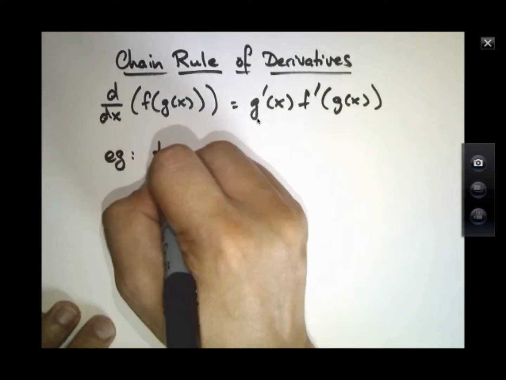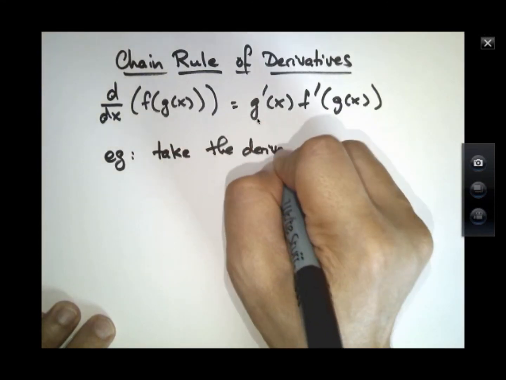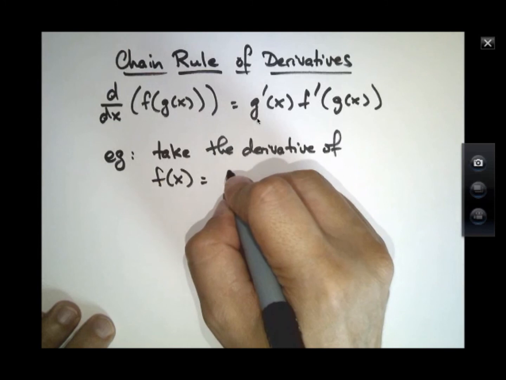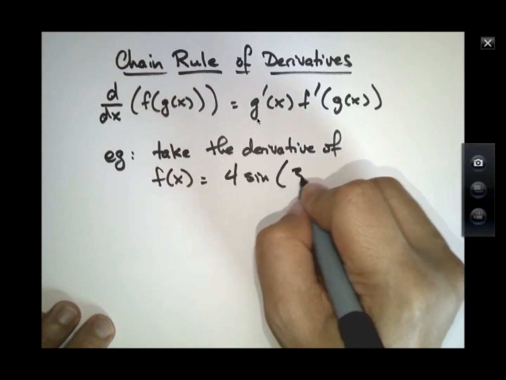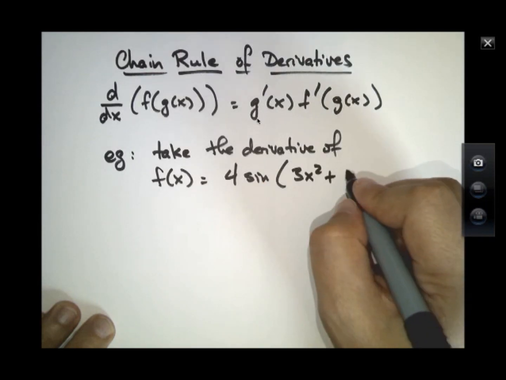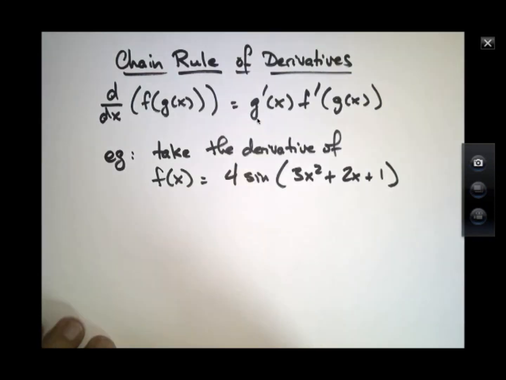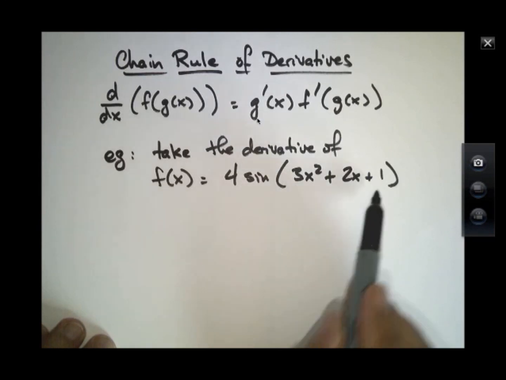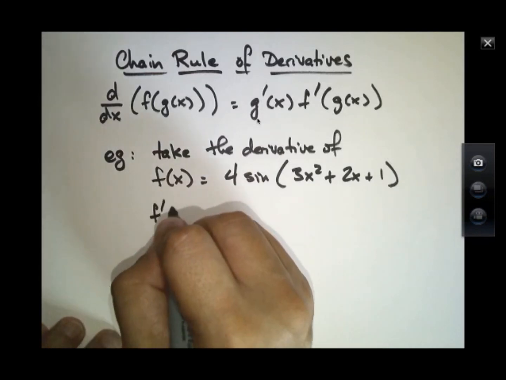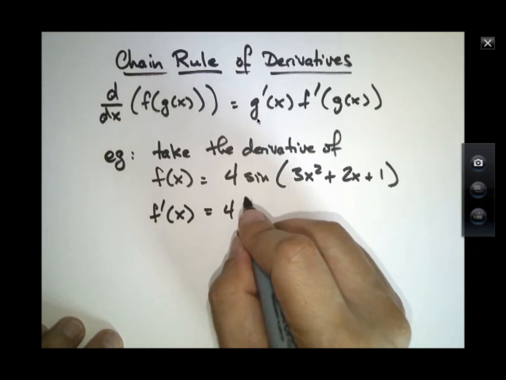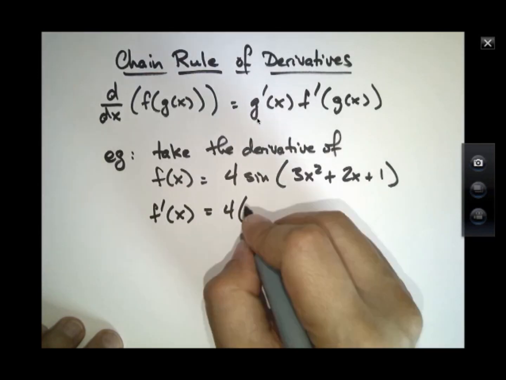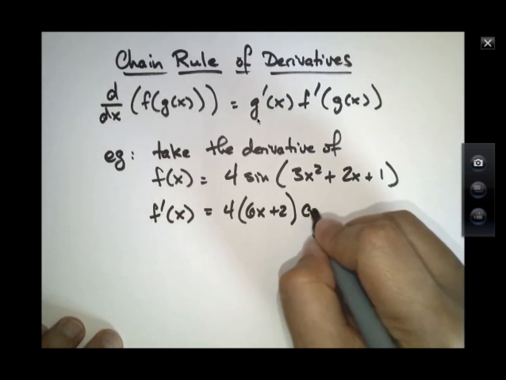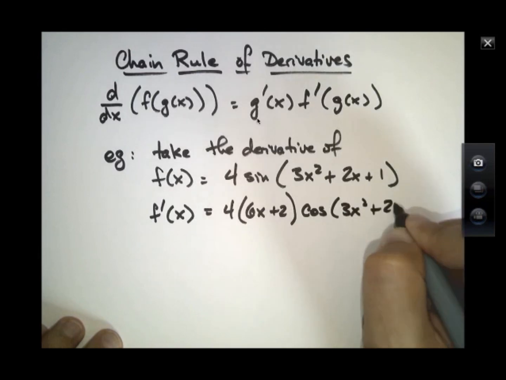So, for example, suppose that f of x was 4 times the sine of, and instead of just x inside the argument of the sine, it's 3x squared plus 2x plus 1. How would I evaluate the derivative? The derivative would be 4 times the derivative of this thing on the inside, which would be 6x plus 2, times the cosine of 3x squared plus 2x plus 1.